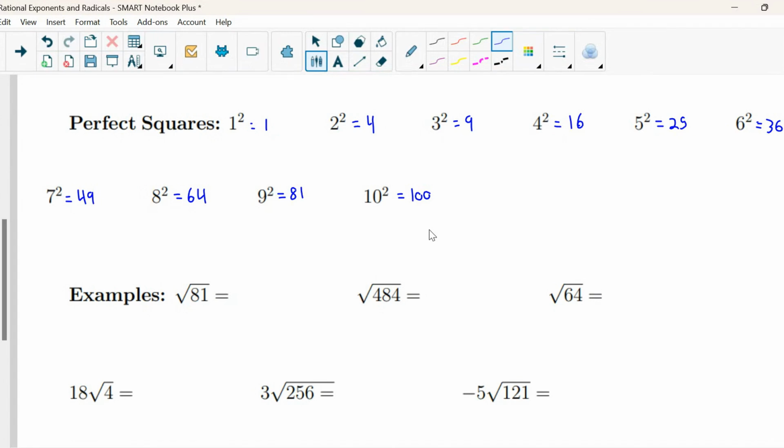So each of those values that I just wrote out as our perfect squares are values that you can simplify with a square root. So for example, if I was to take the square root of 4, I would get 2. Taking the square root is just the opposite of squaring. So let's go over a couple of examples. First, if I take the square root of 81, I would think the perfect square for 81 would be 9 squared, so the square root of 81 is just 9.